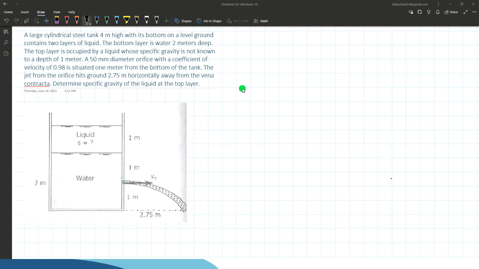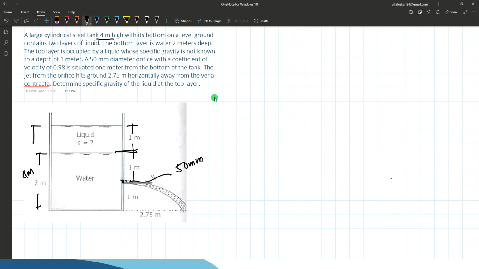Next problem. Last example, we have a large cylindrical steel tank 4 meters high, with its bottom on level ground, containing 2 layers of liquid. The bottom layer is 2 meters of water, and the top layer is occupied by a liquid whose specific gravity is unknown, which has a depth of 1 meter. A 50 mm diameter orifice is provided. The opening is 1 meter below the interface between the two liquids.